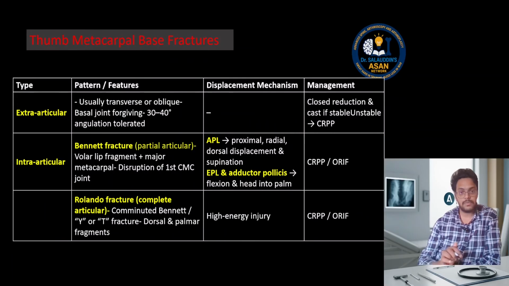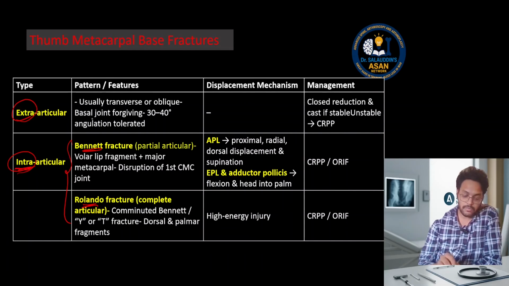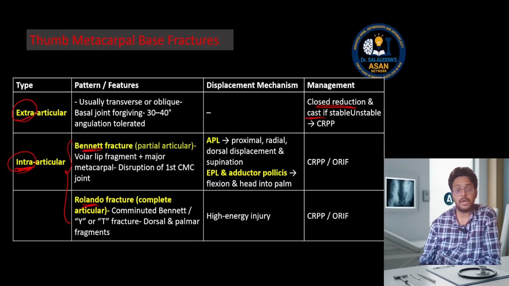So in the base of the thumb, there are two types of fractures, extra-articular and intra-articular fractures. Both the Bennett's and the Rolando's are intra-articular fractures. This you have to remember, that both Bennett and Rolando's are intra-articular fractures. The extra-articular fracture is just the metaphyseal area getting fractured. Only closed reduction and casting may be sufficient in extra-articular fractures.